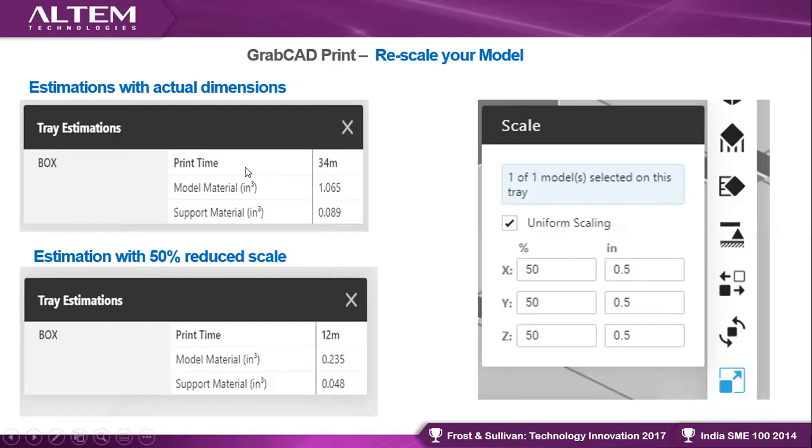You can just see the printing time here, right? The 1:1 model was taking almost 34 minutes, just more than half an hour to print. But the 0.5 is taking only 12 minutes to print. If it is possible to scale down your model, always think about scaling down and printing. It can even save a lot of material also. You can just notice the material and time estimations with the actual dimension and with the 50% scale dimension.